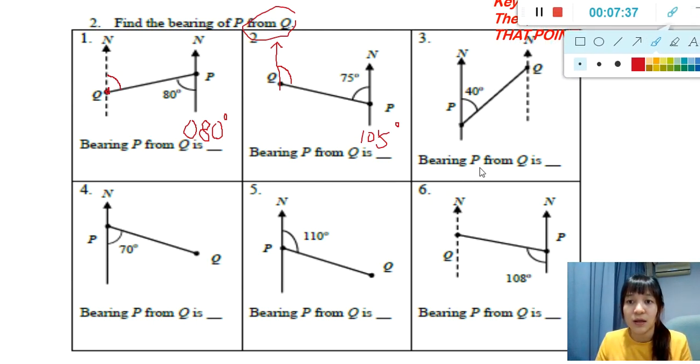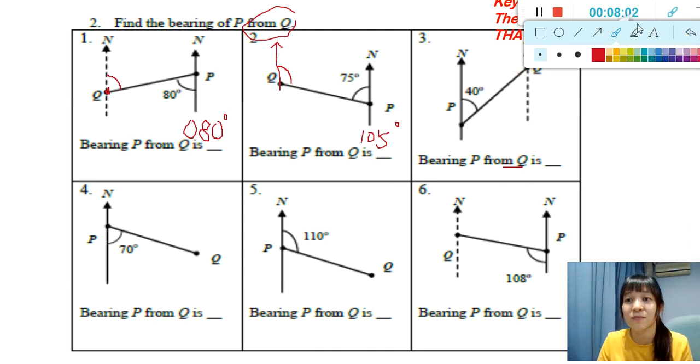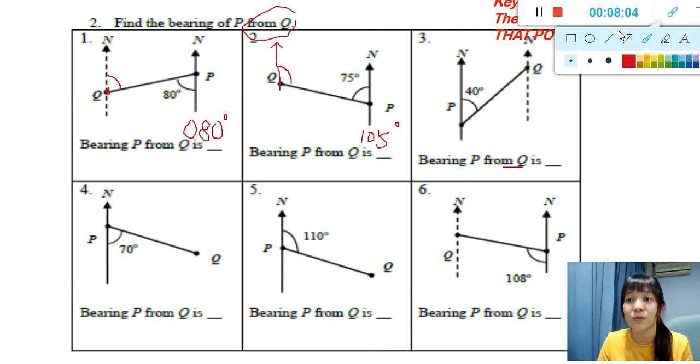Again, bearing of P from Q, meaning you are here, the north line is already drawn for you, then they want you to look for P. Okay. Students, for this kind of diagram, students always make a mistake. They draw this as the bearing, because P is here, Q is here. No, why is it wrong? Because you always have to measure from the north line in a clockwise rotation. Just now was anti-clockwise. So clockwise rotation, draw like this. This is the bearing that you have to find.